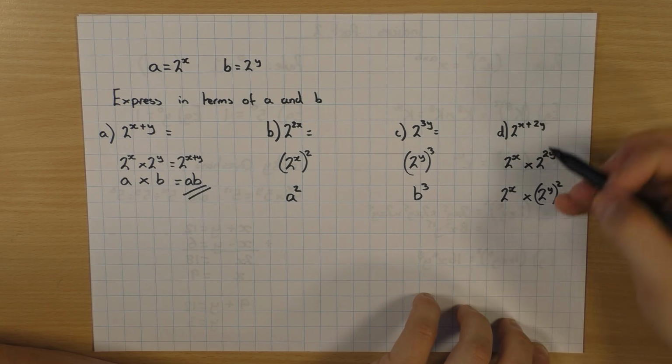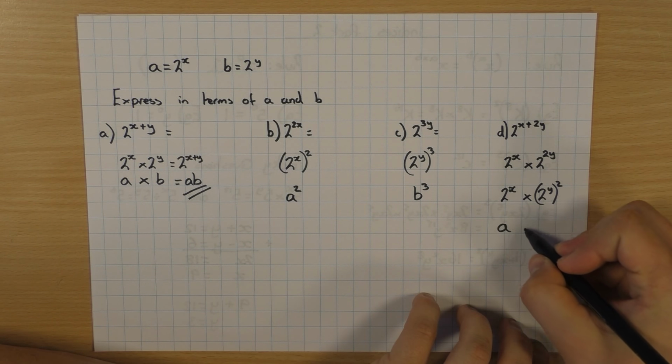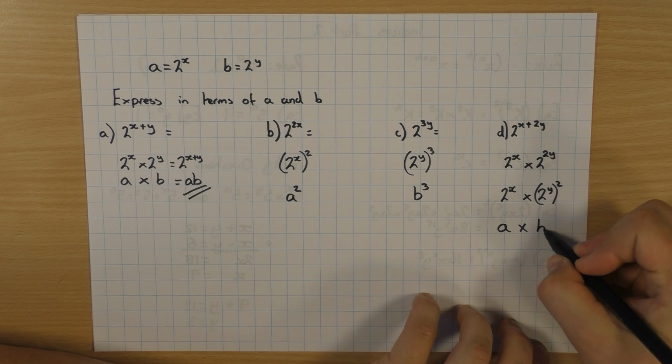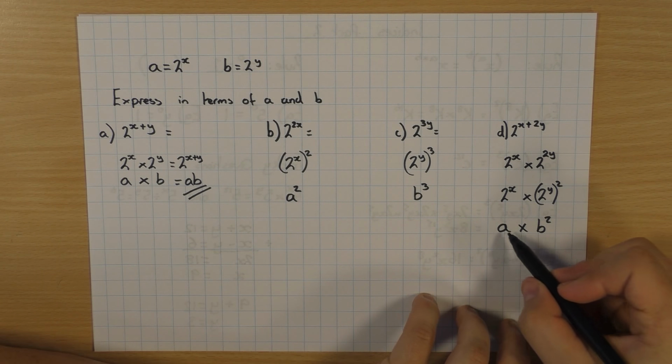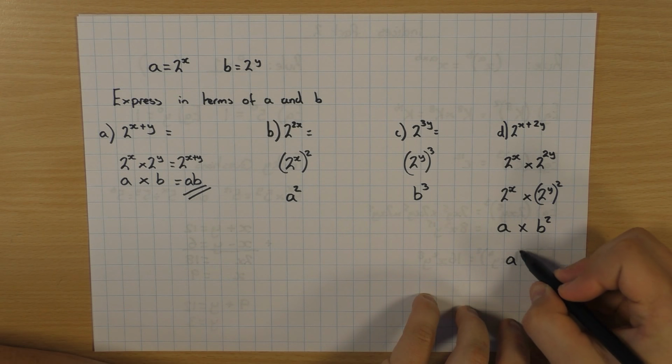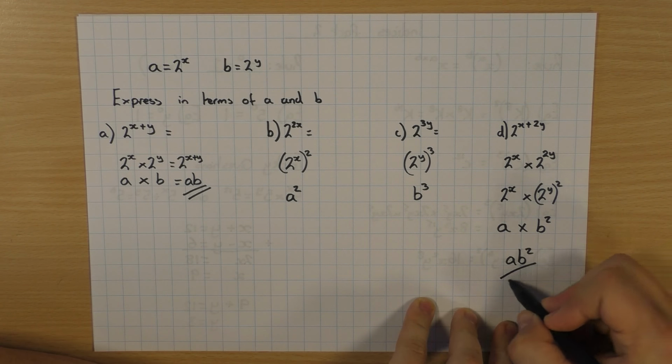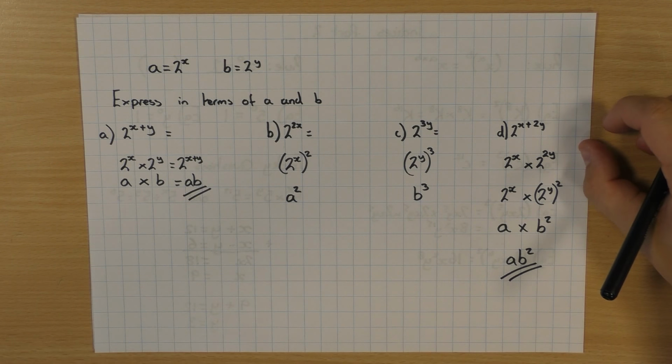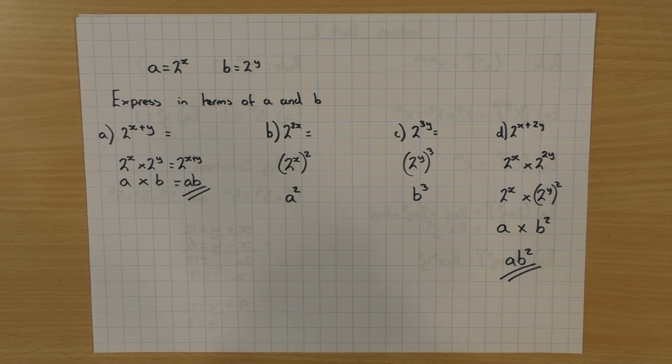Substitute in our a's and b's. Well, 2 to the power of x is a, 2 to the power of y is b, and obviously I've still got to square it. So a times b squared is ab squared. Okay, so it's just some different ways they can question you on indices, and hopefully that helps.